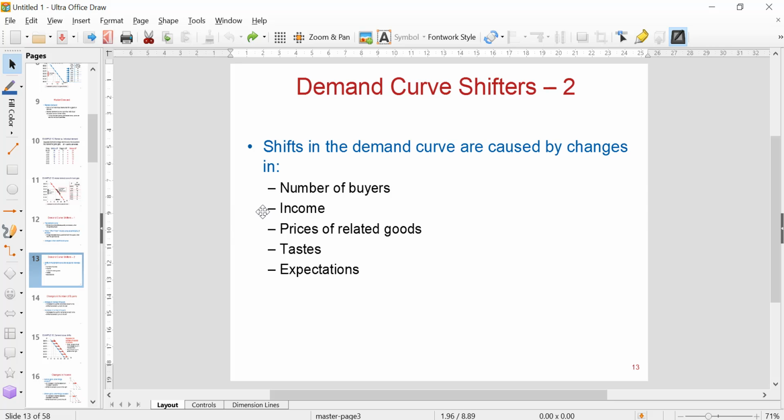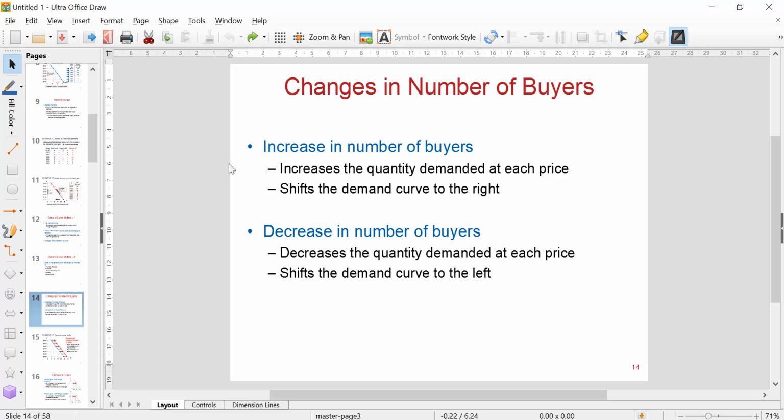So this is a sample list of the other things. There could be many of these factors. We just picked up some. Let's look at the number of buyers or the people in a region. When the number of people in a region increases, quantity demanded increases at each price, at given prices. So this leads to a shift of the demand curve to the right. Now I'll give you an example in a minute. When the number of buyers decreases in the market, this leads to the quantity demanded at each price decreasing. And that's a shift of demand to the left.